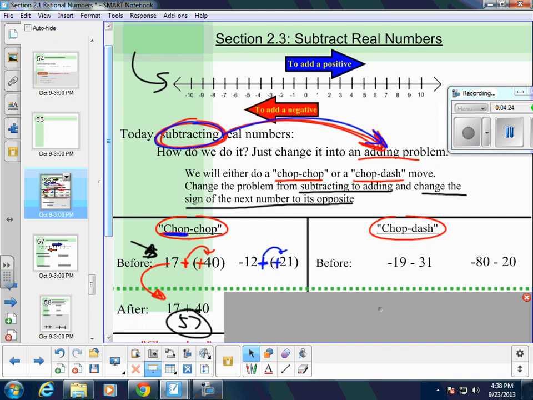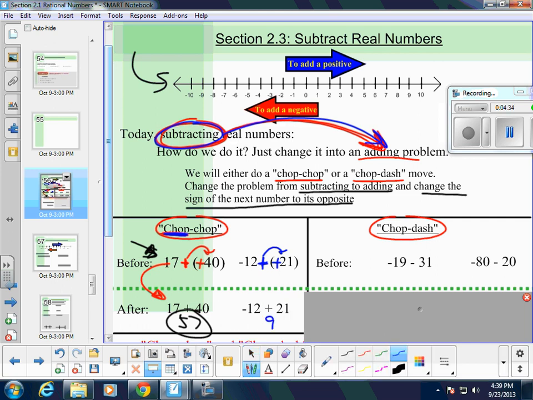So this problem, negative 12 minus negative 21, we chop chop both the subtraction sign and the negative 21 to make it negative 12 plus 21. And what do I get for an answer now? I end up getting 9 if I use one of my strategies, like I owe somebody $12. I have 21. I can pay off my debt. How much will I have left? I'll have $9 left.